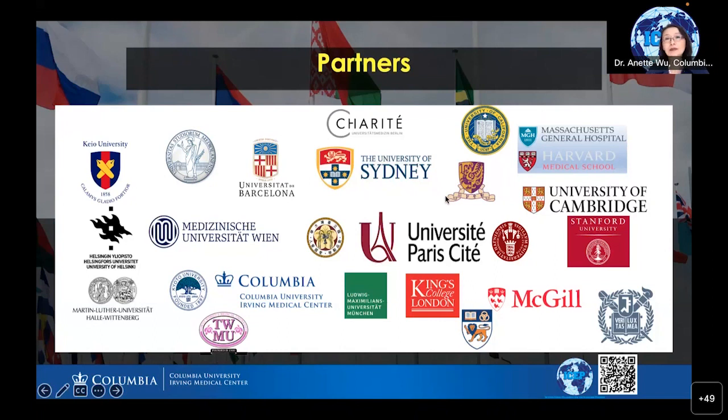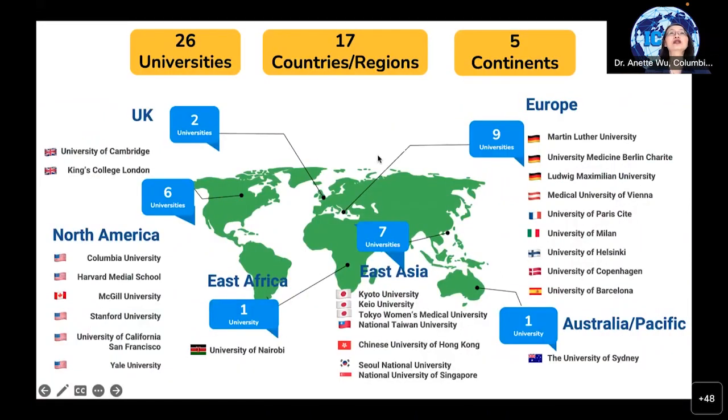But most importantly, I want to share the geographic regions. We are in 17 geographic regions on 5 continents. And as you can see, the majority of medical schools are in North America, East Asia, and Europe. But the student body in these different medical schools go way beyond these geographic regions. For instance, in the United Kingdom, at Cambridge and London, many of our students are from Southeast Asia.